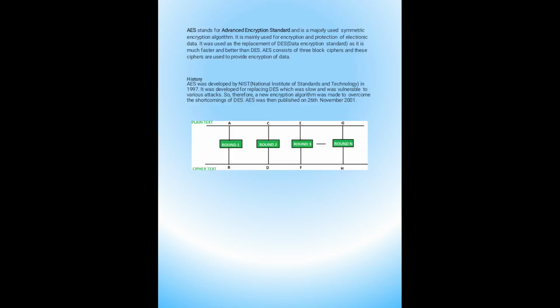In ShiftRows, each row is shifted a particular number of times. The first row is not shifted. The second row is shifted once to the left. The third row is shifted twice to the left. The fourth row is shifted thrice to the left.